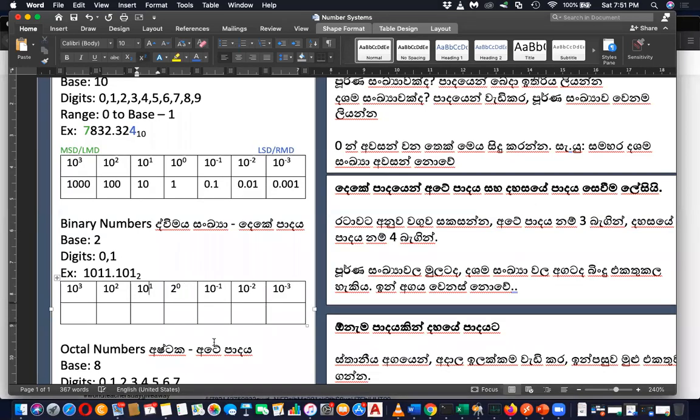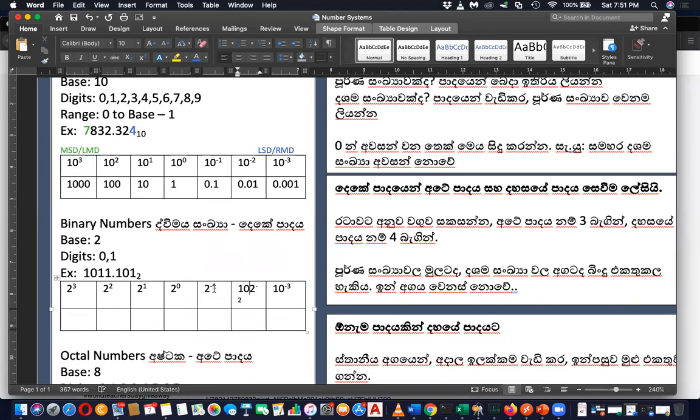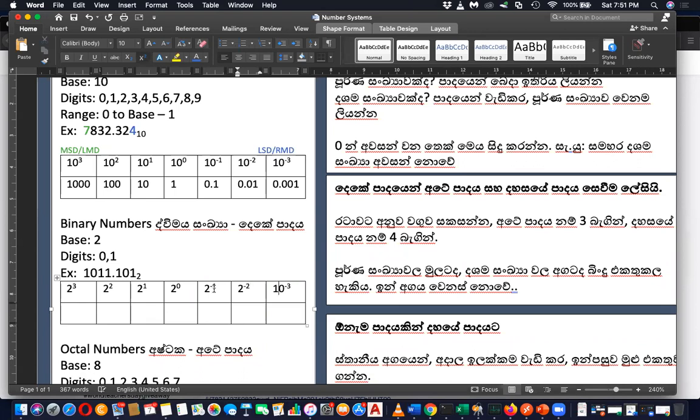And then you have here 2 to the power 0. Here it is 2 to the power 1. Here it is 2 to the power 2. Here it is 2 to the power 3. Here you have 2 to the power -1, 2 to the power -2, 2 to the power -3.